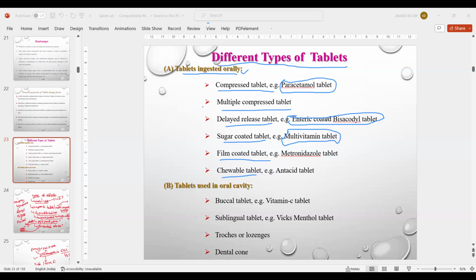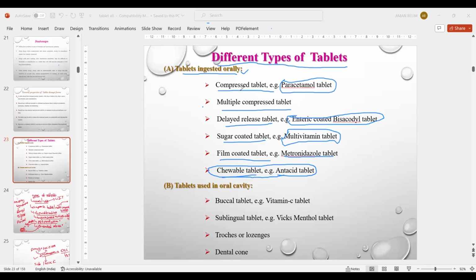What are the different examples of enteric coating polymer? Can you name them? Different names of the enteric coating polymer? Then type your answer in the chat box. Yes, the example is cellulose acetate phthalate. What are the other examples? CMC is not an enteric coating polymer, Balaji Gowda. Then sugar coated tablet, example multivitamin tablet. Film coated tablet example is metronidazole tablet. Chewable tablet example is antacid, because most of the antacid tablets come in the form of chewable tablets.